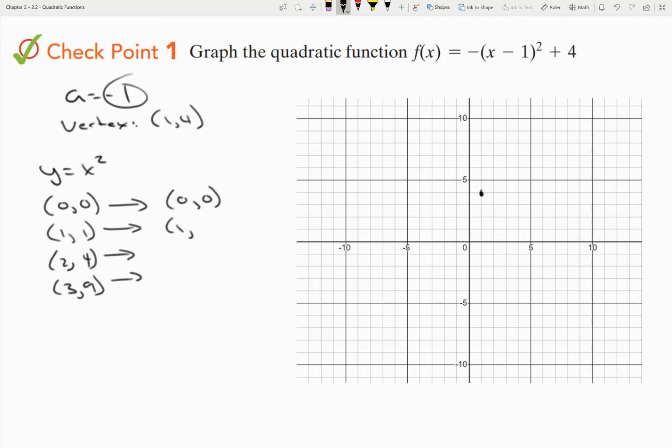0 times negative 1 is still 0. That turns to negative 1. That turns to negative 4. This turns to negative 9. And then again, I could add 1 to all the x's, 4 to all the y's to get my actual coordinates, or just count. Right 2, down 1, 2, 3, 4. Right 3, down 4, 5, 6, 7, 8, 9.